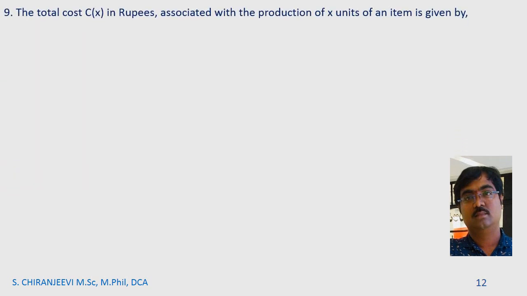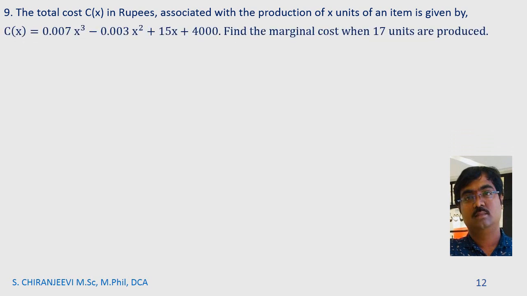Next one. The total cost C of x in rupees associated with the production of x units of an item is given by C of x equal to 0.007 x cube minus 0.003 x square plus 15x plus 4000. Find the marginal cost when 17 units are produced. Given C of x equal to 0.007 x cube minus 0.003 x square plus 15x plus 4000.